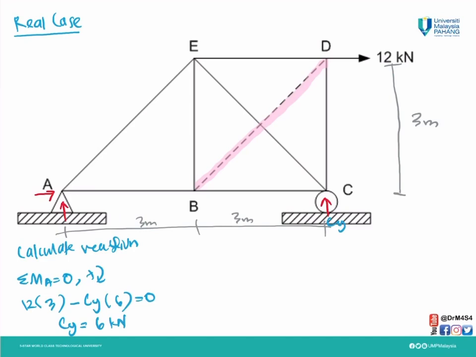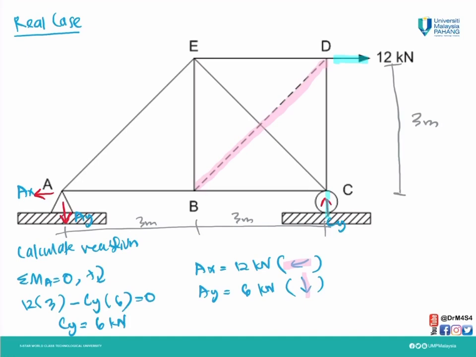Then we calculate our reactions AX and AY. Simply, we know our AX equals 12 kilonewton, but to the left, since this one is to the right. And for AY, 6 kilonewton going down. Then you have to change this direction, or you just remember that. So the direction for this one is to the left, AY going down. Once again, for the real case, please remember we already removed member BD.